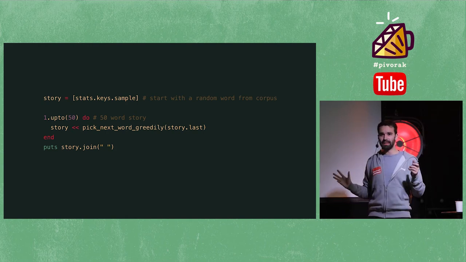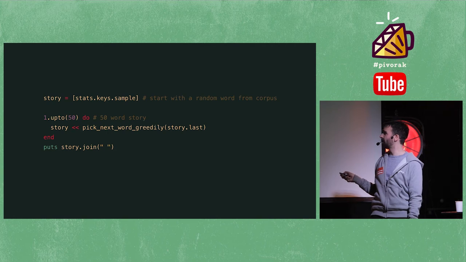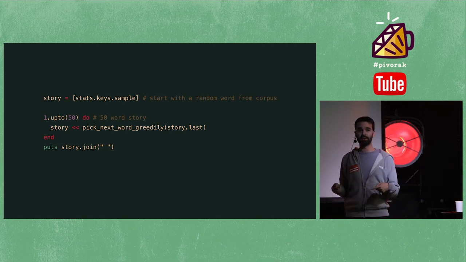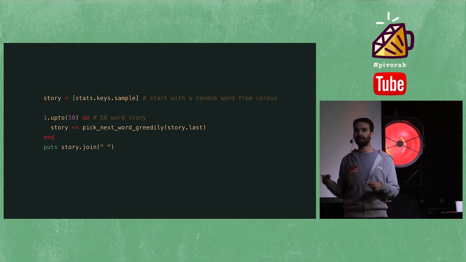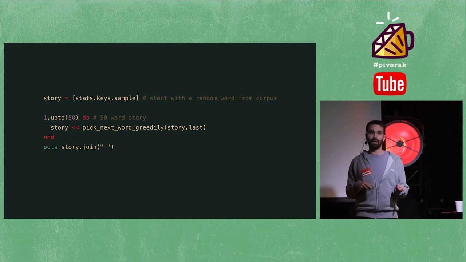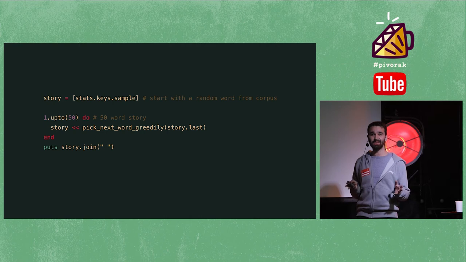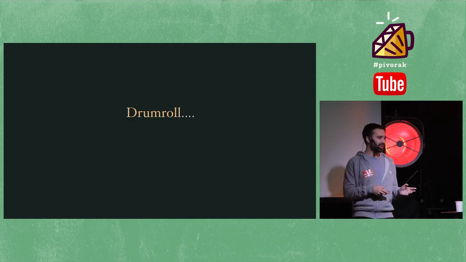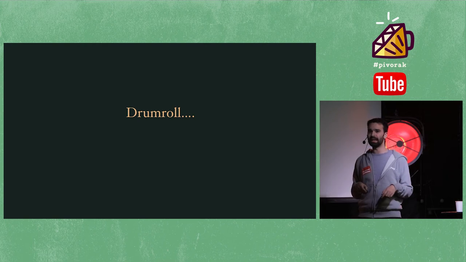So there are quite a lot of different pieces that I've talked through, but if we put this all together, we can now generate our first story. To recap, we're going to start by picking a random word. Then we'll generate, say, a 50-word story, by always picking the most likely next word, based on those stats that I collected at the beginning. And at the end, we're just going to join that together into a story. Okay? I hope that makes sense. So what does this look like when we try this? Does this work, our greedy algorithm?